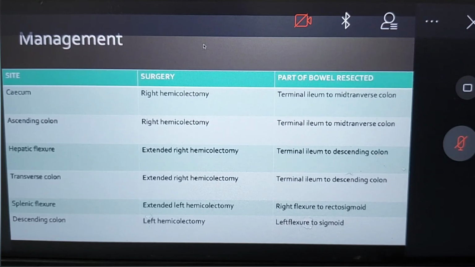Same if the transverse colon is involved. For splenic flexure, we do the extended left hemicolectomy. So the bowel resected is usually right flexure to rectosigmoid colon. And if the descending colon is affected, we do left hemicolectomy. The bowel part that is resected is left flexure until the sigmoid colon.